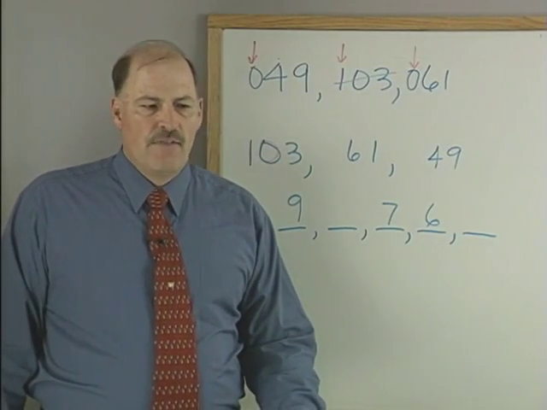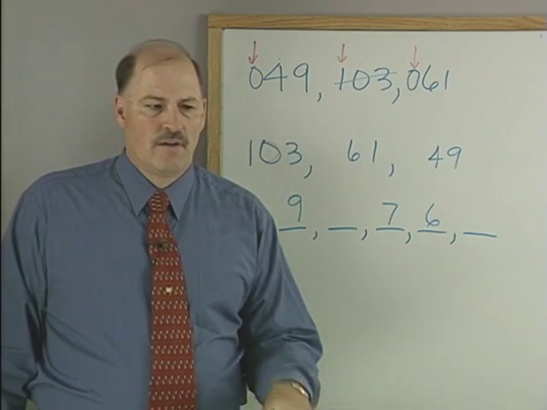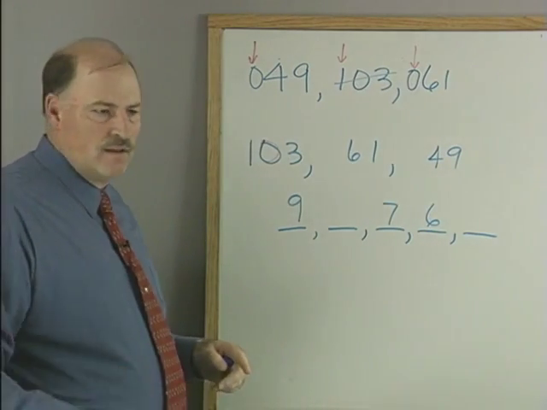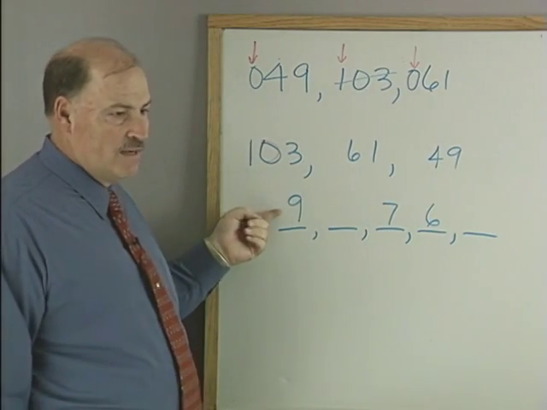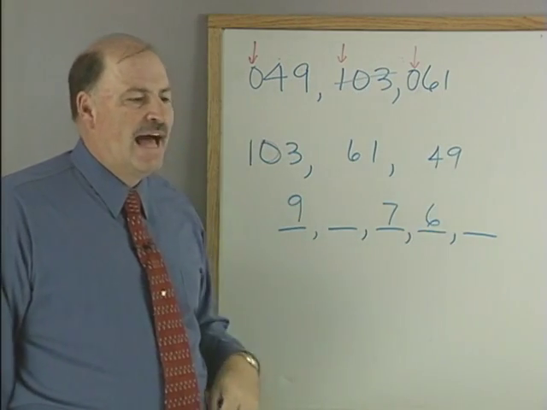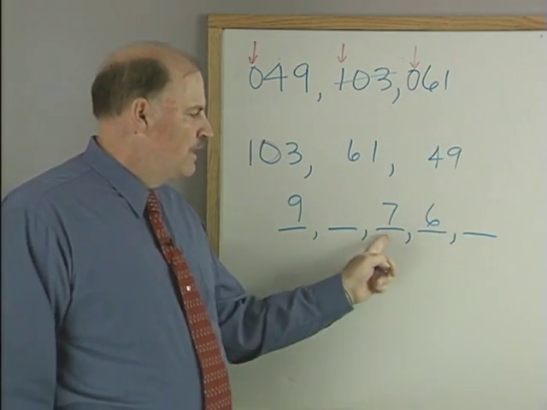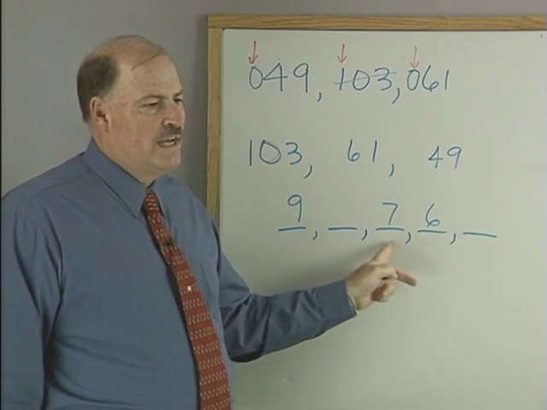Are the numbers going up or down? Right away, what do you think? Down. Down. Because this is the big boy, right? These are little guys, so it's going down. How much is it going down? How much between here and here? 1 each time.